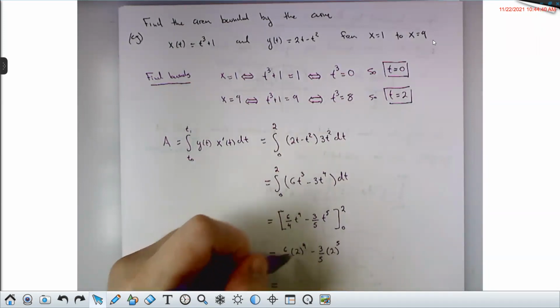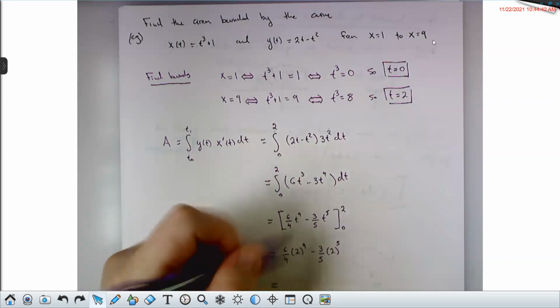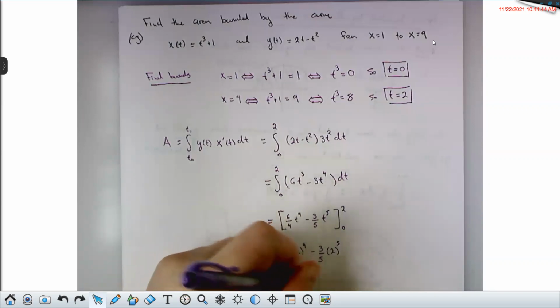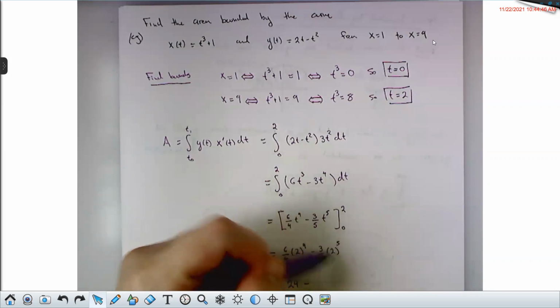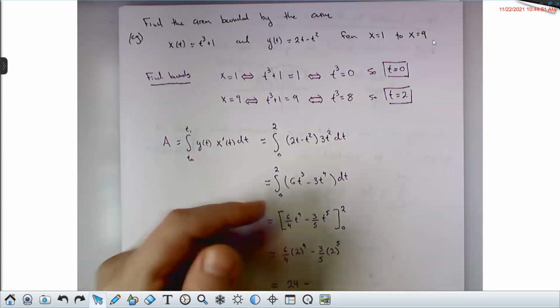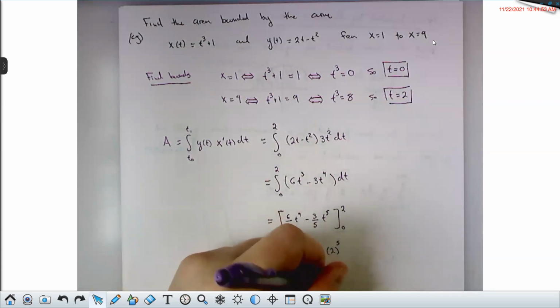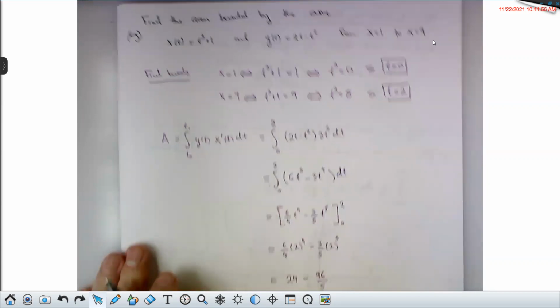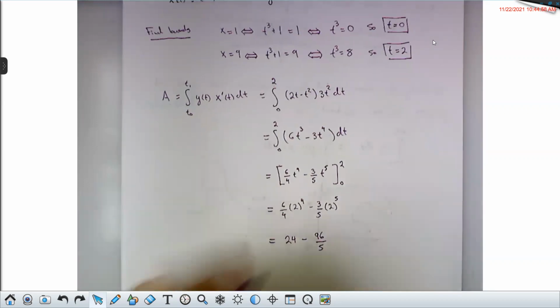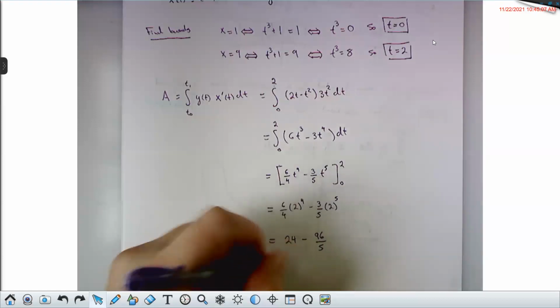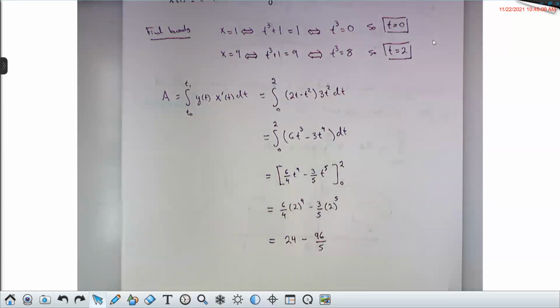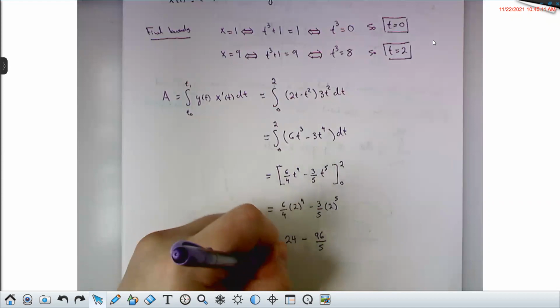4 is 2 squared, so this is 6 times 2 squared, which is 6 times 4 is 24, minus 2 to the 5 is 32. Not much we can do with that, so 32 times 3 would be 96/5. And I would be fine with you leaving it like this. If you want, you can write 24 as a ratio over 5. What is that? 120. So 120 minus 96 is 24 fifths.